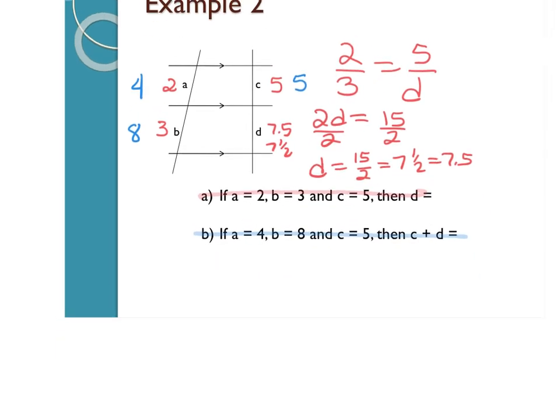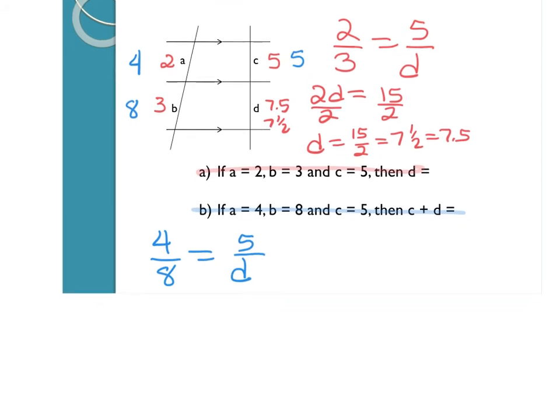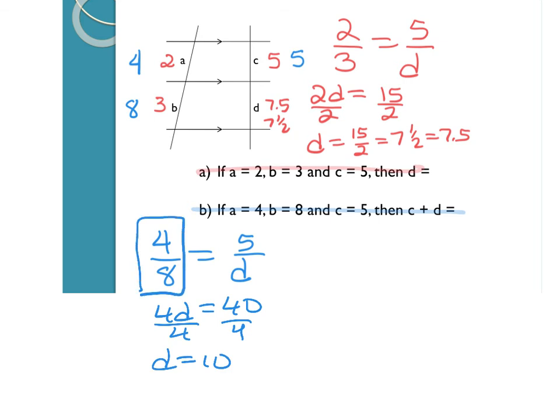So again, I'm going to do top over bottom. I'm going to find D, but then I'm going to add it to the C. If you want to simplify this, you could. So I could solve it as it is and get 4D equals 40, divide by 4, and get D equals 10. If you want to reduce a fraction that's in here, you could reduce that to 1/2, and then it goes right to your answer.